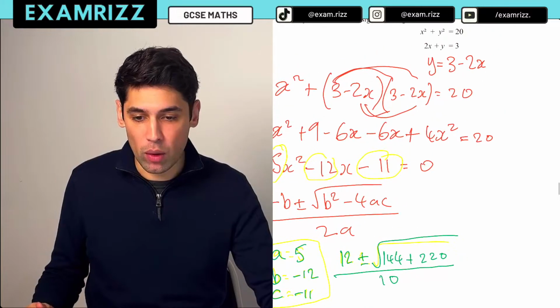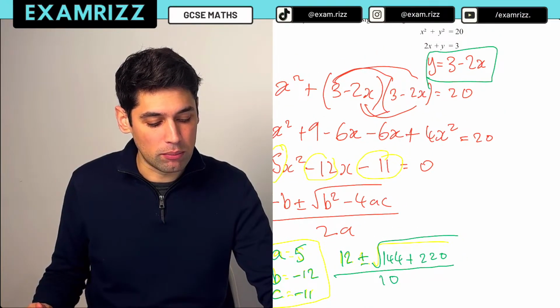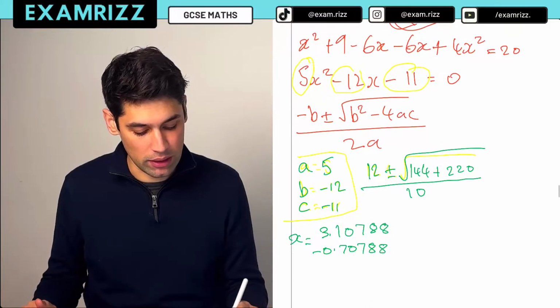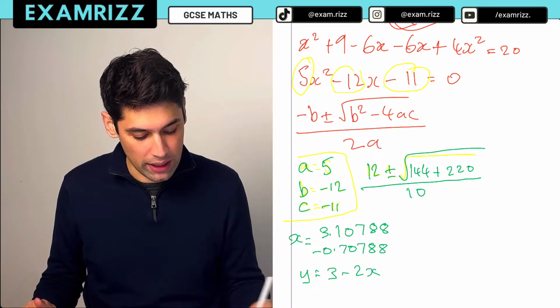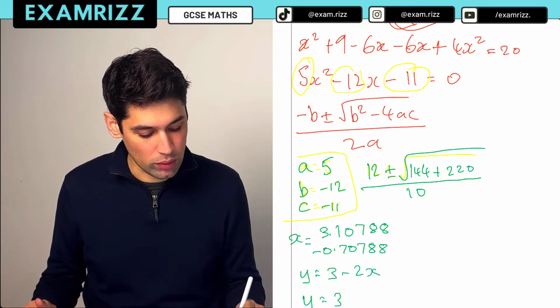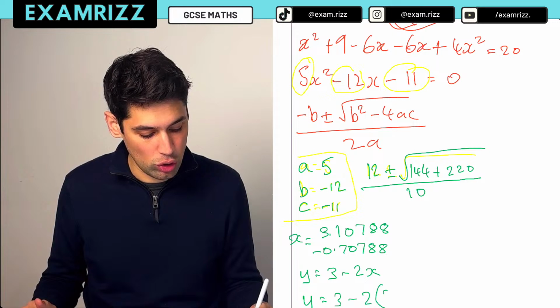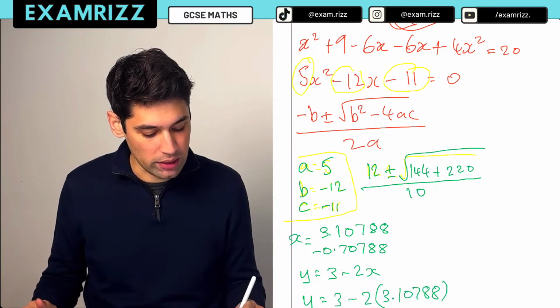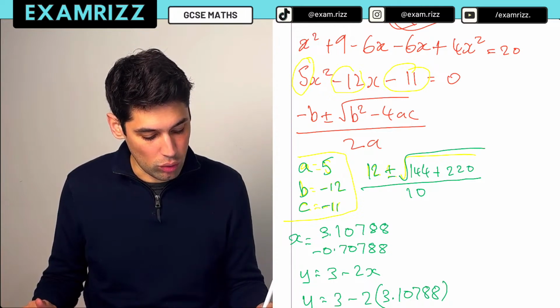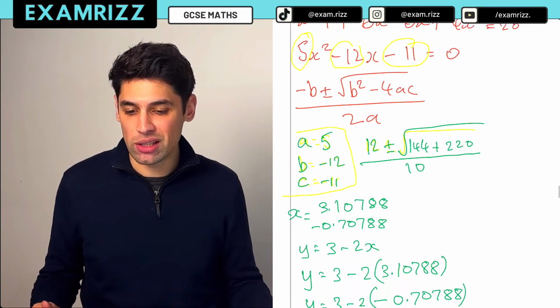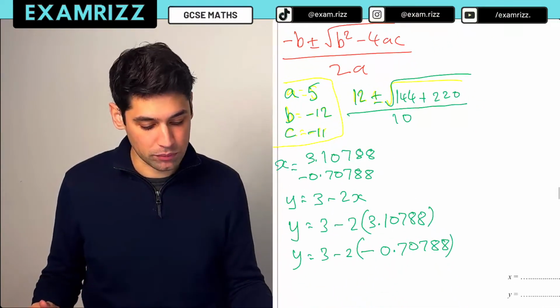So remember, up here, y equals 3 minus 2x. Let me write that down here. Y equals 3 minus 2x. So y is going to equal 3 take away 2 times 3.10788. And y is going to equal 3 minus 2 times negative 0.70788. And this, we're just going to type straight into our calculator.